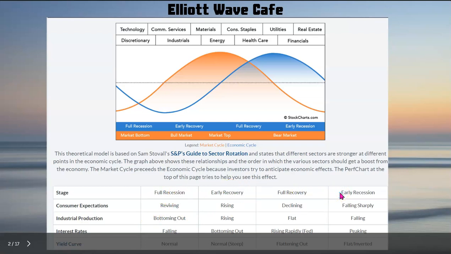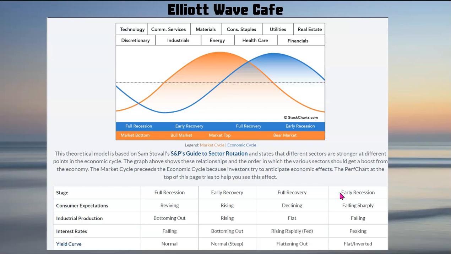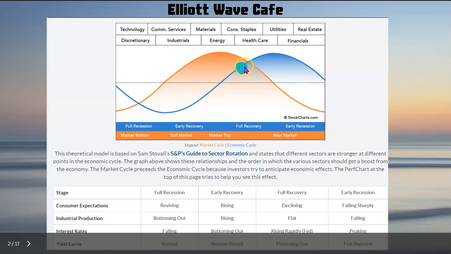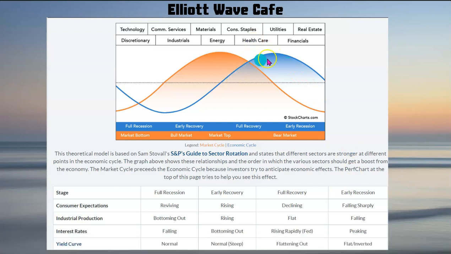So if you can see in here, and I prepared some charts we're going to take a look at next, basically up at the top here, it shows you that the moment you're getting into an early recession, you're finishing up a full recovery and then you get into an early recession, things like healthcare, utilities, real estate, financials are more in favor. So more of the defensive sectors, consumer staples, energy, stuff like that.